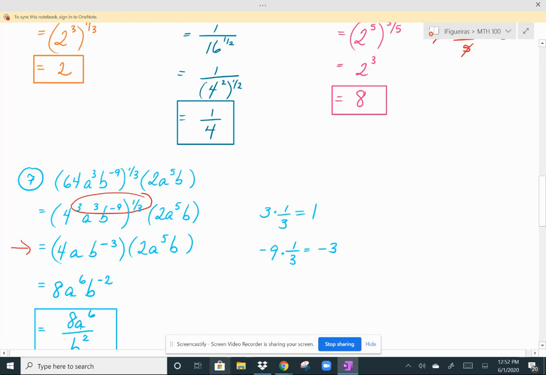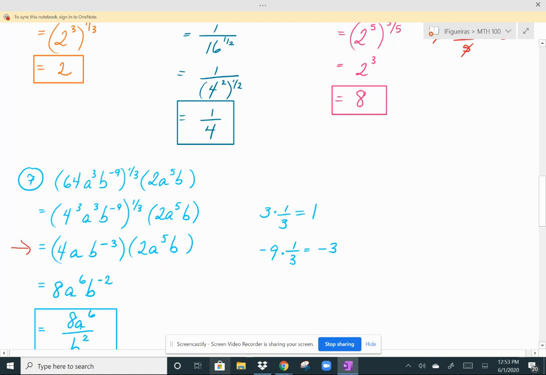So 3 times 1/3 is just 1, so that's why I just get 4 to the 1st power. 3 times 1/3 associated with a, that's also just 1, so that's why I just get a there. And then negative 9 times 1/3, well, that's negative 3, so it's b to the negative 3 power. Second expression is the same, hasn't changed.